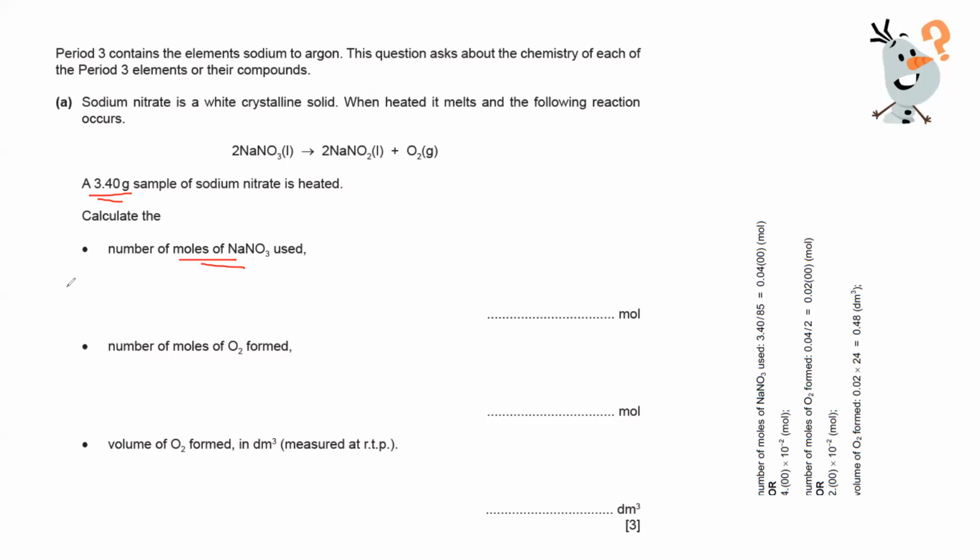If we have the mass, then to get the moles we have the formula: moles equal mass in gram divided by the molar mass. Molar mass means atomic mass or molecular mass. If the substance is a molecule, then it will be a molecular mass. If the substance is an atom, then it will be atomic mass. So mass in gram is 3.4 divided by the molar mass of sodium nitrate. What is sodium nitrate? It is NaNO3.